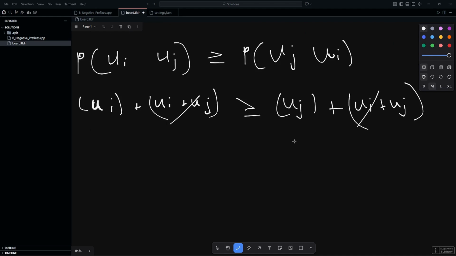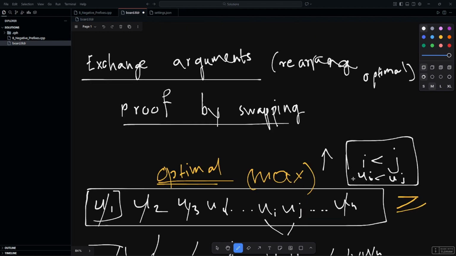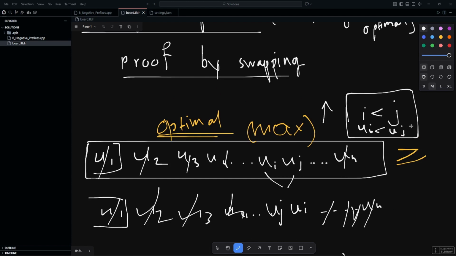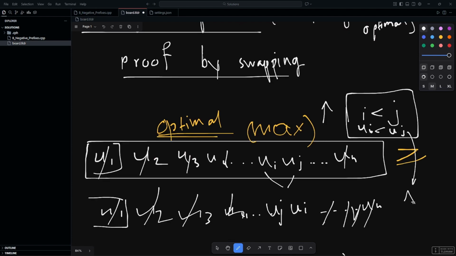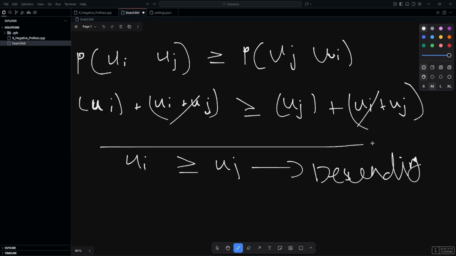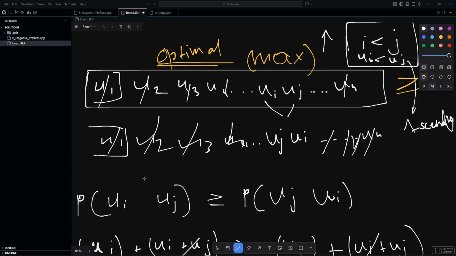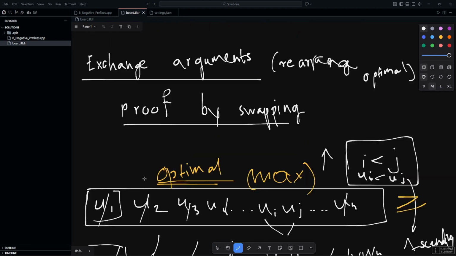That means let's cancel out these two. You get ui is greater than or equal to uj, which contradicts this particular statement. When i is less than j, we had the statement ui is less than uj, which meant ascending order, but you got the statement ui is greater than or equal to uj, that means descending order. That means initially whatever we thought, we are able to prove why sorting in descending order is actually right in this problem.